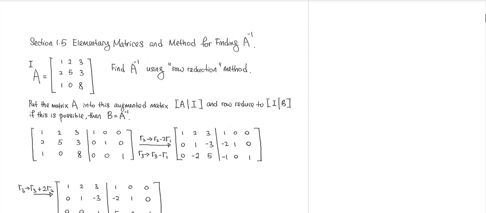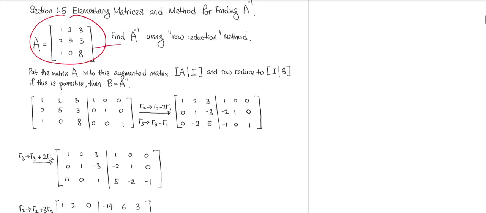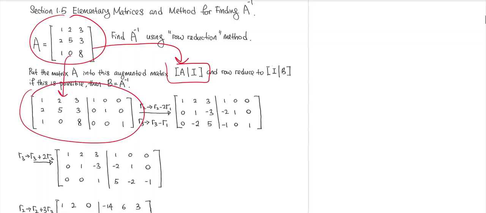Let's start with the first example. So suppose you have a 3 by 3 matrix A. We want to find the inverse of this matrix by using nothing but row reduction. In order to use this method, the first thing you need to do is to put this matrix A into an augmented matrix like this. Basically, it means that you create a slightly bigger matrix, where you put the entire matrix A right here, and then you put a 3 by 3 identity matrix right next to it.